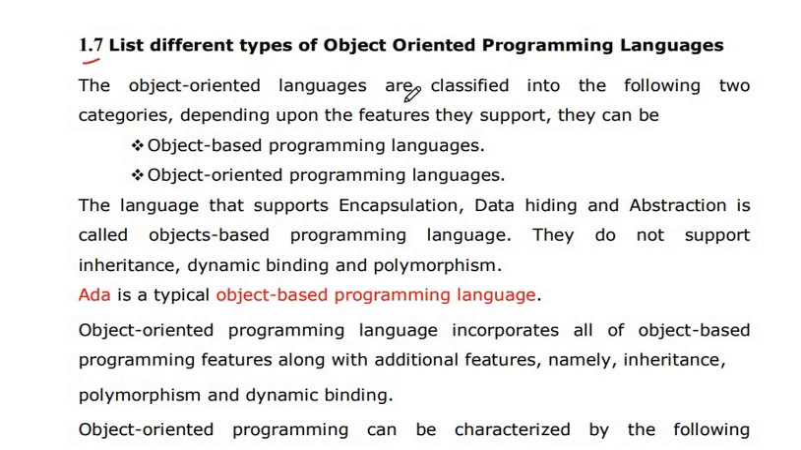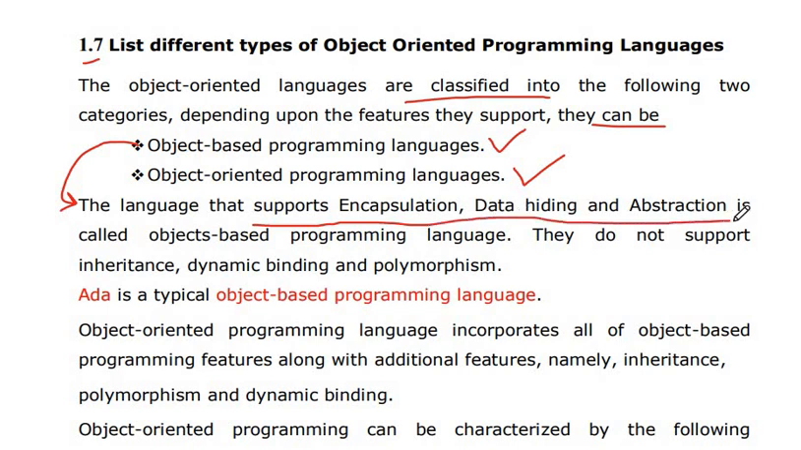The object-oriented languages are classified into the following two categories depending upon the features they support. The first one, object-based programming languages. The second one, object-oriented programming languages. Now let us see what is an object-based programming language. The language that supports encapsulation, data hiding, and abstraction is called an object-based programming language. They do not support inheritance, dynamic binding, and polymorphism.